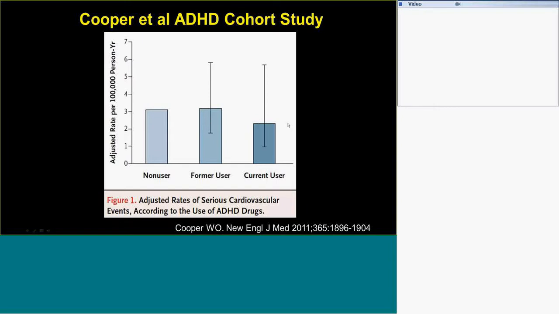So self-controlled studies are newer study designs. These were developed in the 1990s, and they have some advantages and some disadvantages compared to other controlled designs, which is mostly cohort studies and case control studies.